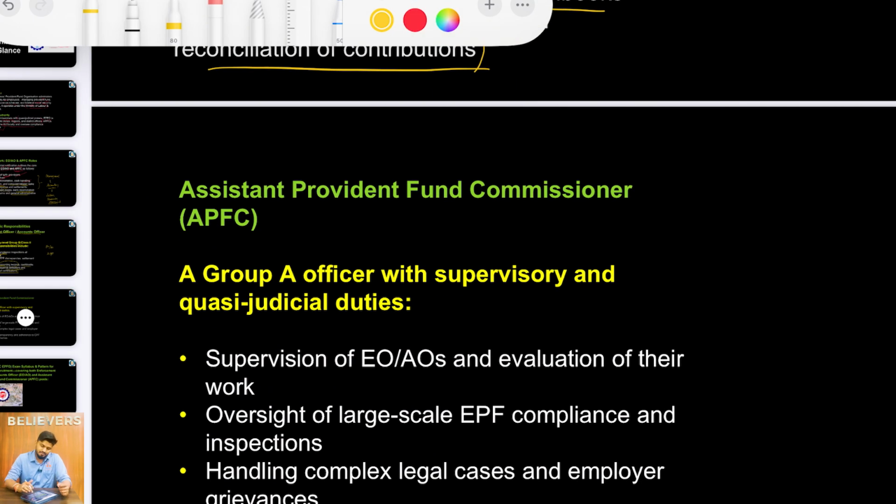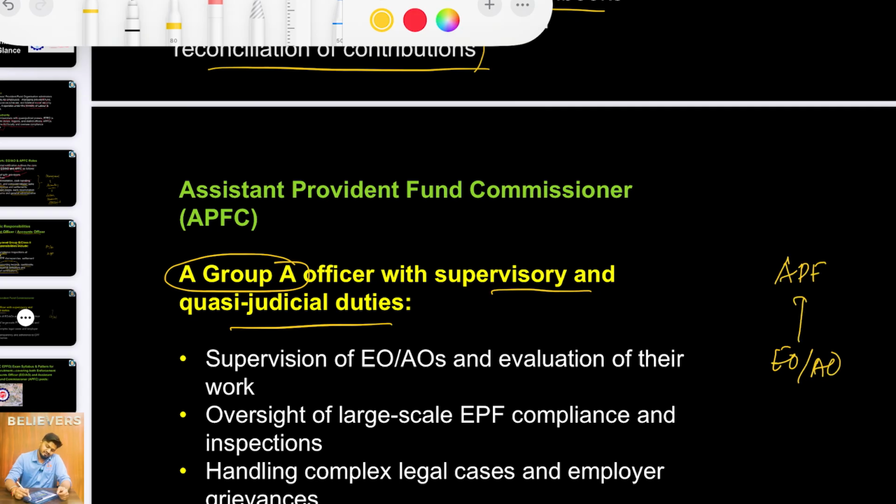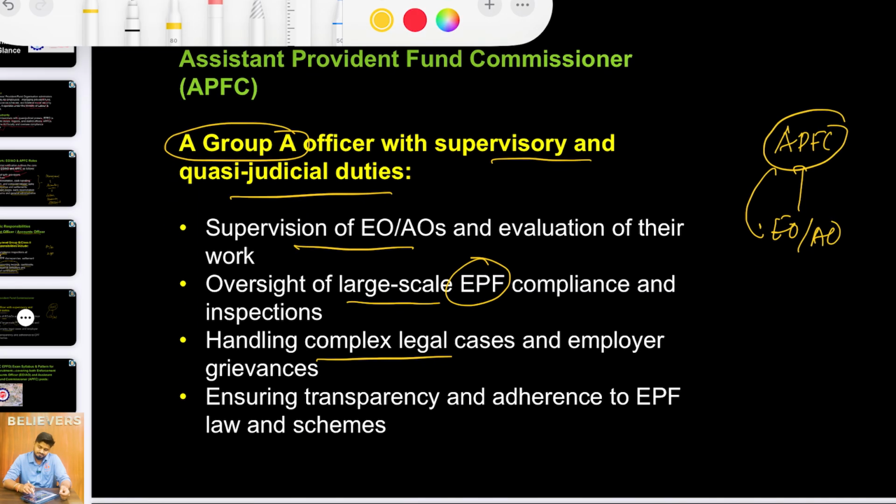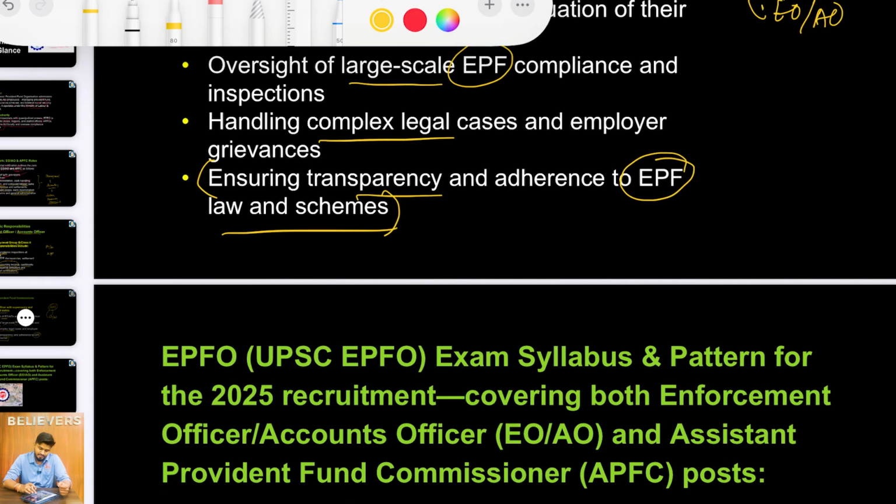Next is Assistant Provident Fund Commissioner. It is a Group A officer with supervisory and quasi-judicial duties. As I told you, EO and AO are at the bottom and above them is APFC. So obviously APFC's role is the supervision of EO and AOs and evaluation of their work. Next is oversight of large scale EPF compliance and inspections, handling complex legal cases as well as employer grievances, ensuring transparency and adherence to EPF law and schemes. These are the work of APFC.